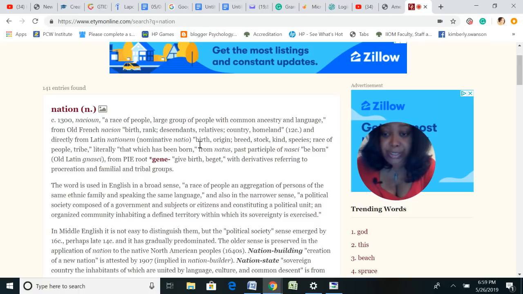It says here the word is used in English in a broad sense, a race of people, an aggregation of people of the same ethnic family speaking the same language. And also, in the narrower sense, a political society composed of government and subjects, of citizens and constituting a political unit, an organized community inhabiting a defined territory within which its sovereignty is exercised. And see, that's why I was trying to explain to you. That's exactly what you're doing. You see the white nationalists, they're being exposed. You see exactly what you're doing.